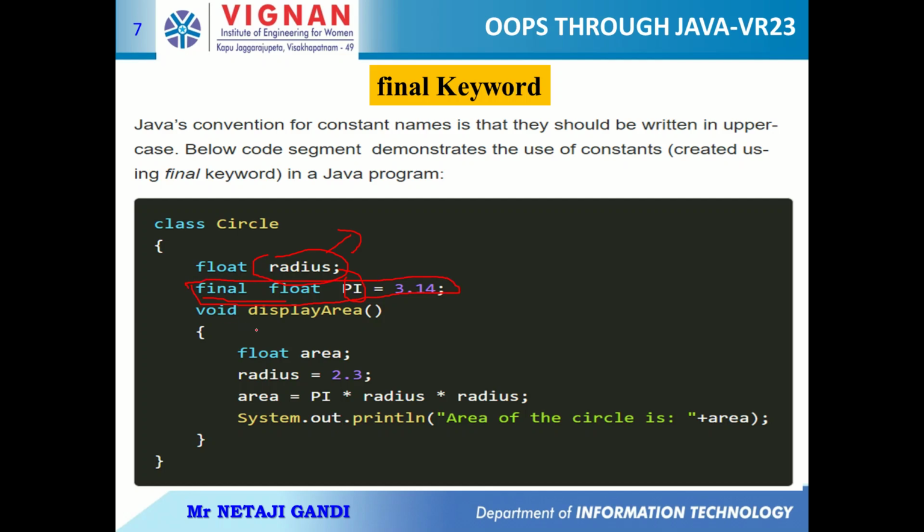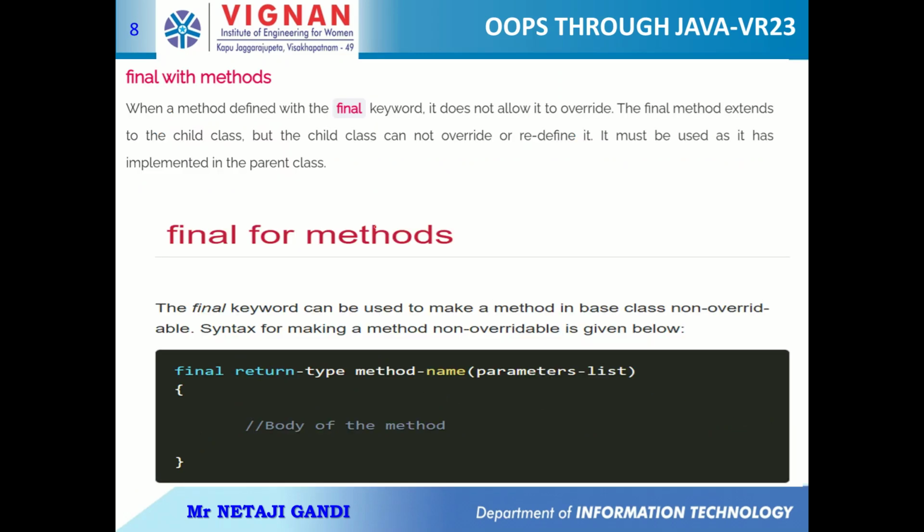Now I want to take one method here, display area method. Radius is already defined, that is r equals 2.3. What is the area of the circle formula? Area is equal to pi r square. Pi is replaced with 3.14 and radius is replaced by 2.3, and finally we can get the output. This is another example for final variables. Is it clear?